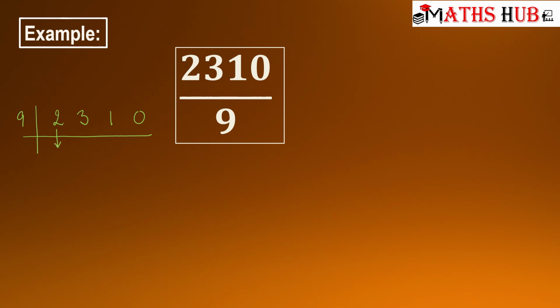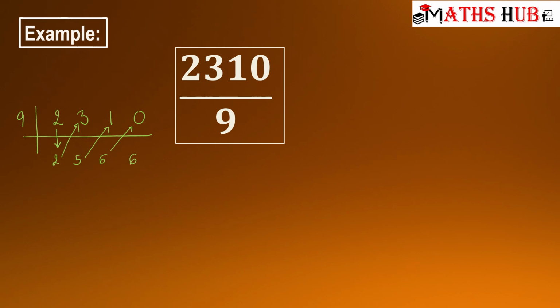Now first bring the first number as it is. So it is 2, so bring it as it is. Now when you divide, what will you do? You just add the next number. So 2 plus 3 is 5, right? Similarly, go on adding the next number. 5 plus 1 is 6. Go on adding the next number. 6 plus 0 is 6.